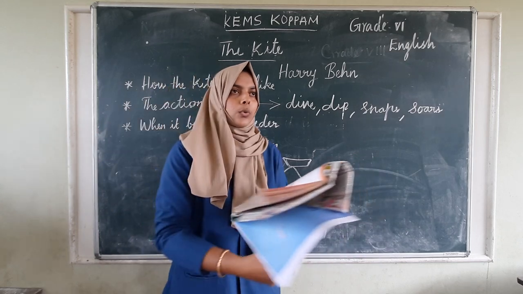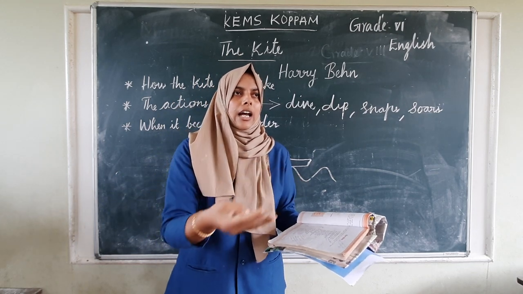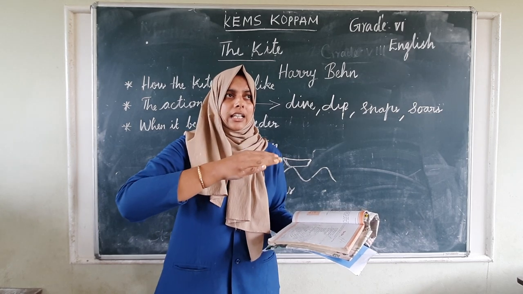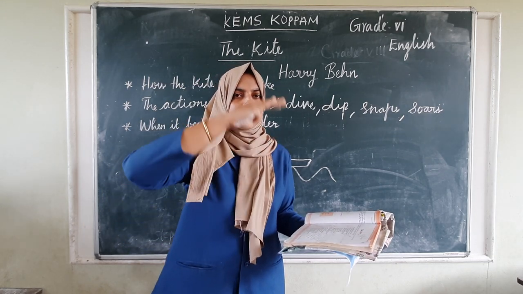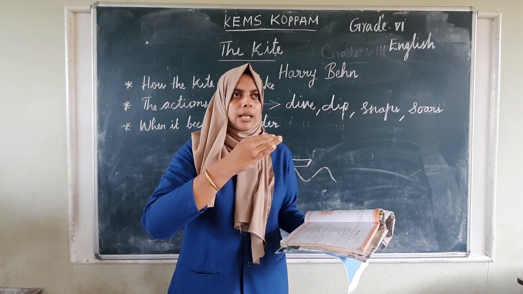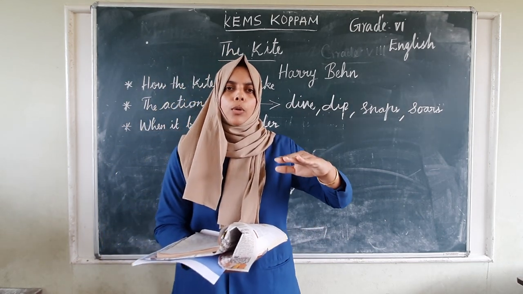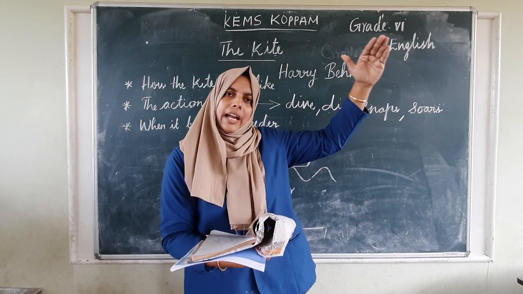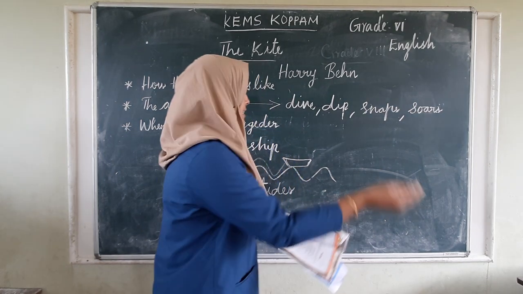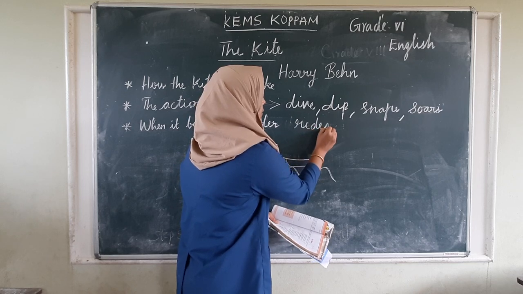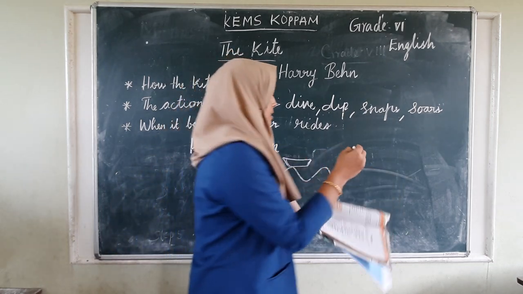You have seen in the movies and all, the ship moving in the sea as the waves are rising and falling. The ship is moving in the sea. You have seen that in the movies. Like that, the kite is also moving up and down according to the movement of the wind. Then it rides. So the next action it is doing, it rides with the wind. And what is it doing? It climbs to the crest.